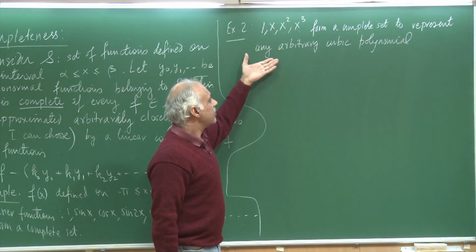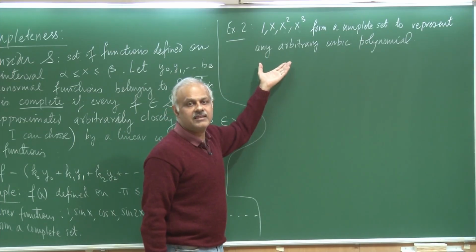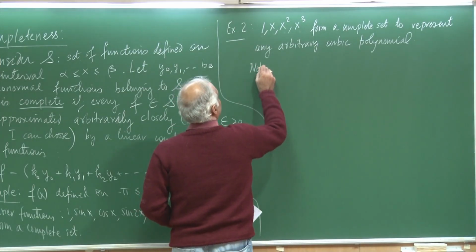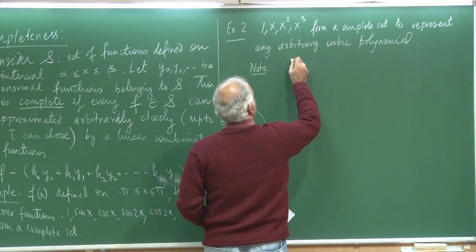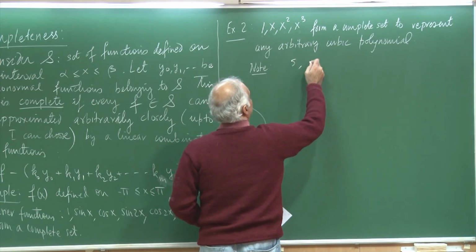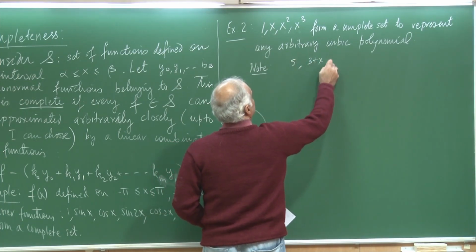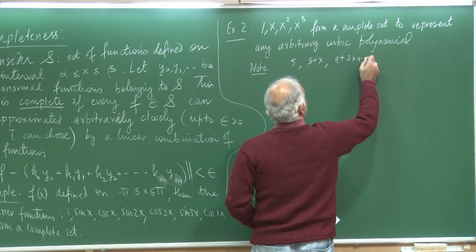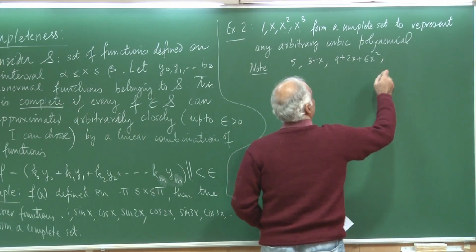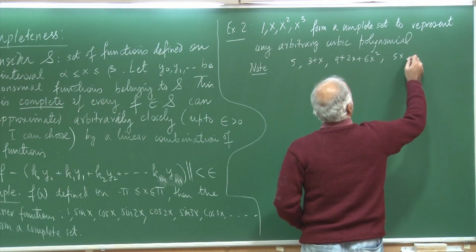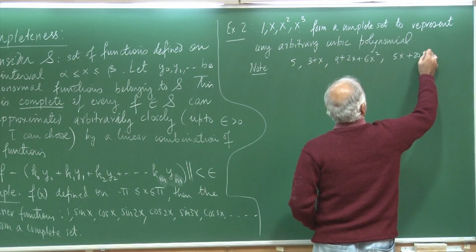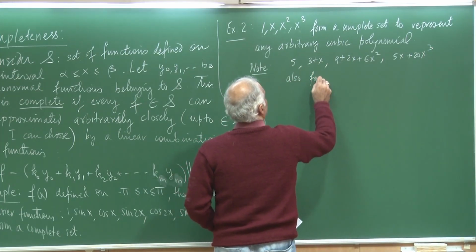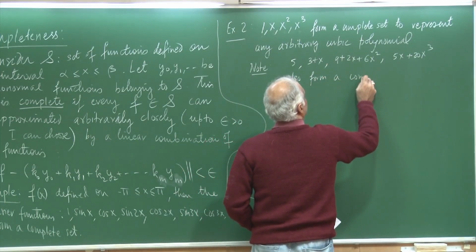As we argued earlier, is this unique? The answer is no. So I'll put a note here. I could say 5, 3 plus x, 9 plus 2x plus 6x square, 5x plus 20x cube also form a complete set.